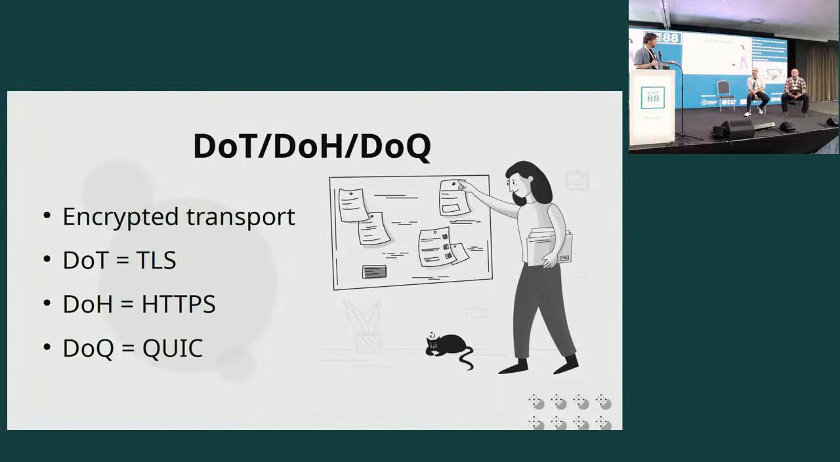I know Quad9 implements two of them now, or just one? Well, two plus one. There's one that's not on this list. We also do DNSCrypt because some people love DNSCrypt.